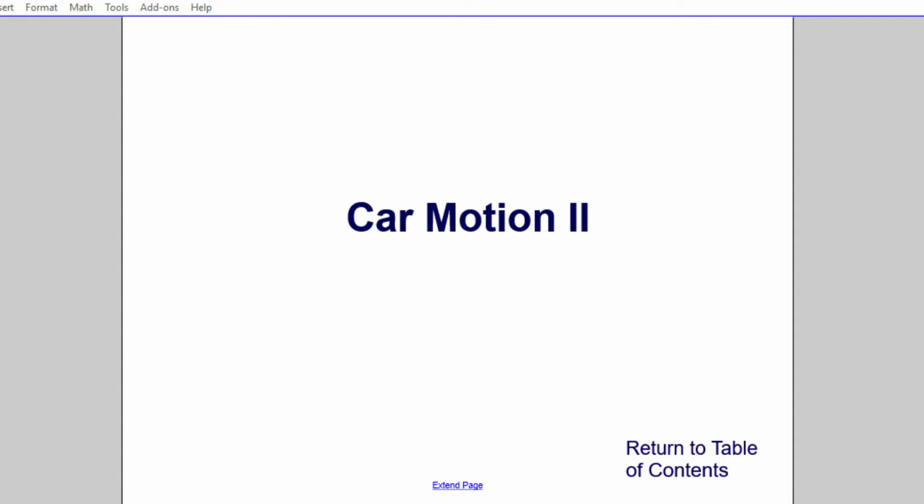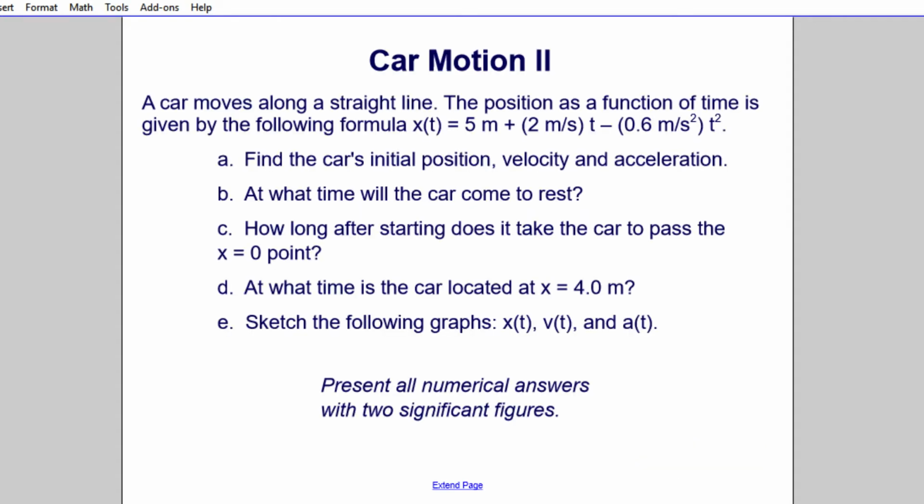Car motion number 2. A car moves along a straight line. Its position as a function of time is given by the following formula, right over here. And we want to find its initial position, velocity, and acceleration. Then we want to know at what time it will come to rest.